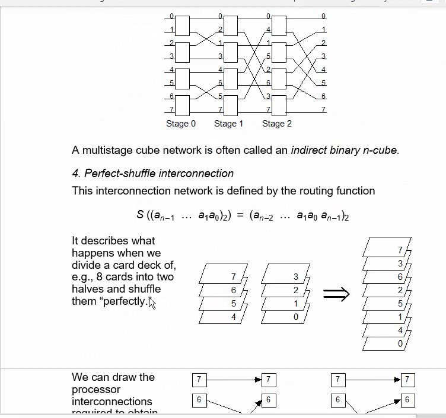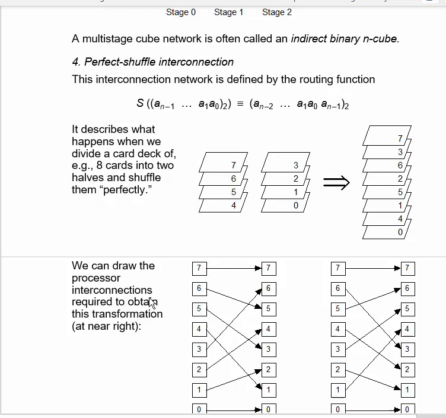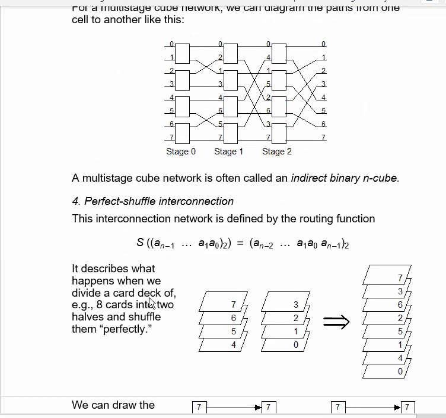So that's a cube, and a cube was a very important interconnection network in the 1980s. But it was soon supplanted by meshes, and so since the 1990s, cubes and hypercubes have been mainly of academic interest. The next interconnection network we'd like to look at is the perfect shuffle interconnection.